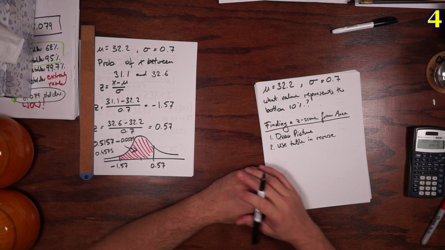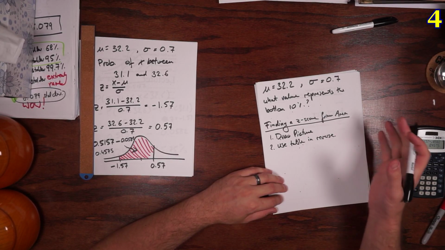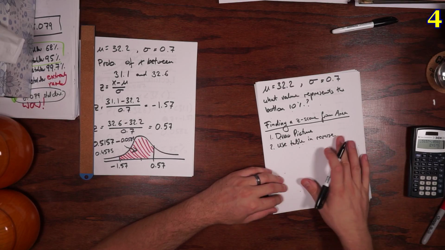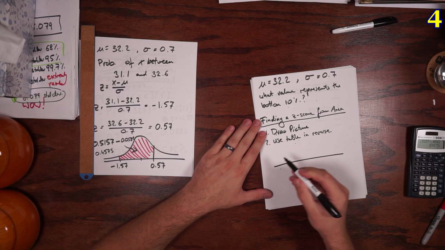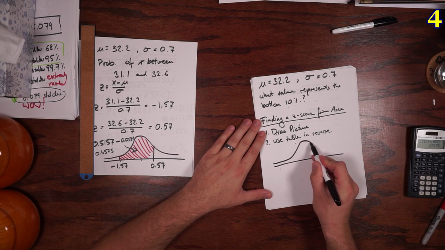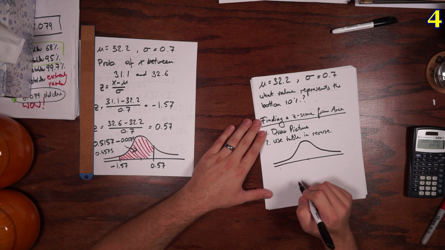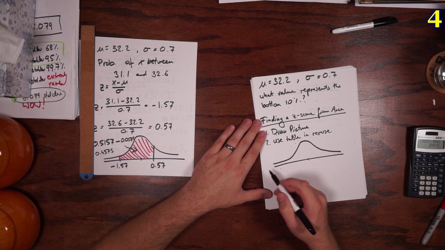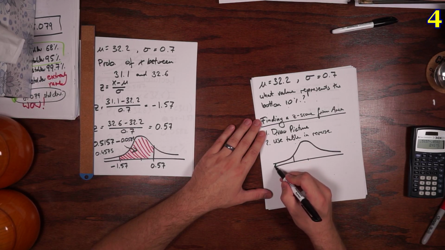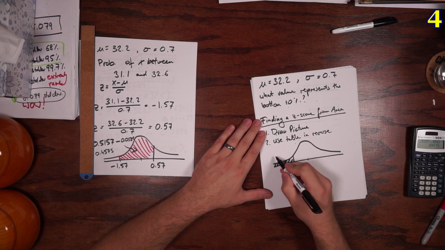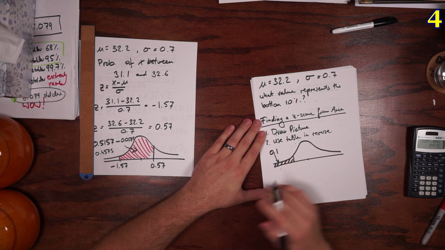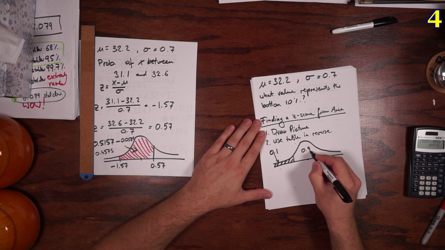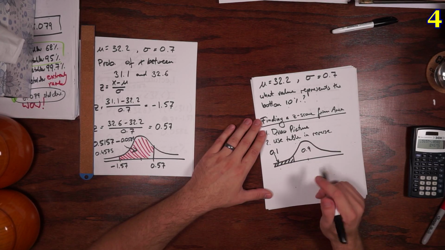Well, the table in reverse is what? We're going to look at the area and find the z-score. First things first, we're going to draw the picture. What's 10%? Bottom 10. This is top, this is bottom, so bottom 10 is, say, here. This is 0.1, which makes this 0.9, just in case you were wondering.